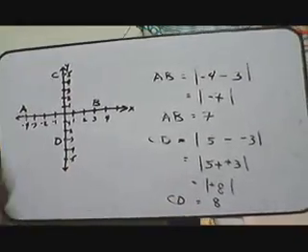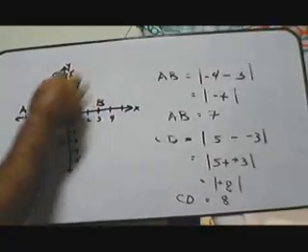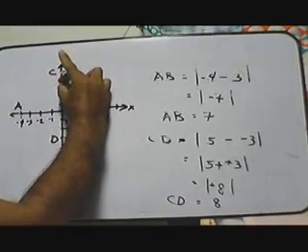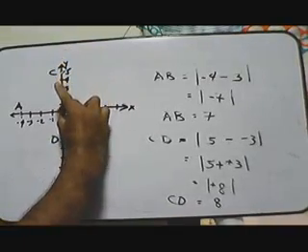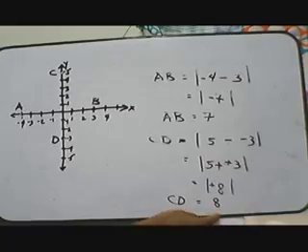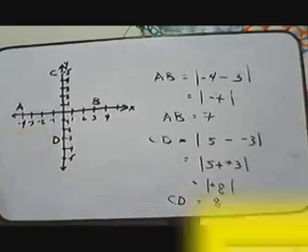And that's it. Kung gusto ninyong bilangin yan, pwede rin. We have here from C going to D, how many units? 1, 2, 3, 4, 5, 6, 7, 8. So, therefore, the length of CD is equal to 8. I hope that's clear.